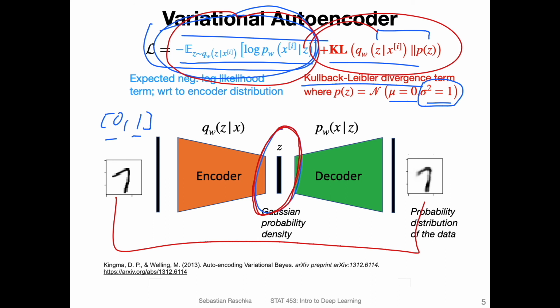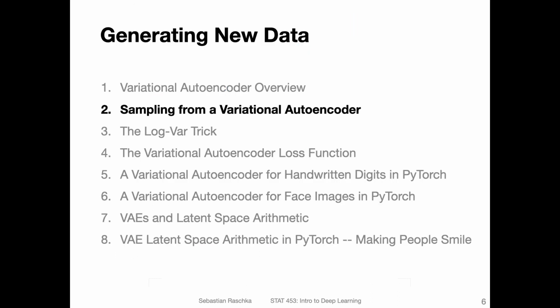So two objectives now. Okay, so in the next video I will then talk about how we sample from a variational autoencoder and why it's interesting to use a variational autoencoder for sampling compared to the regular autoencoder. So what the advantage is essentially of a variational autoencoder.